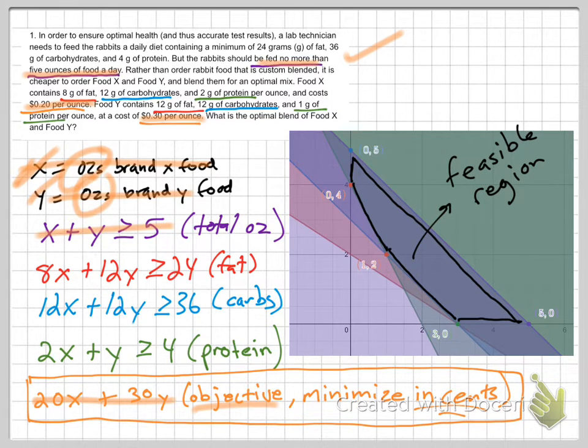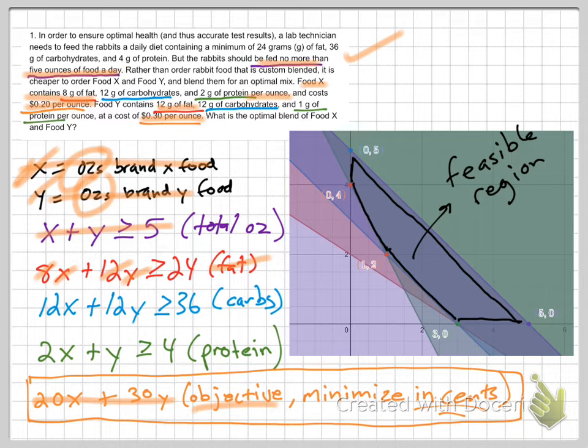Okay? And then the other equations you can kind of figure out from there, right? If food x is 8 grams of fat per ounce, then 8 times the ounces of x will tell us the fat. 12 times the ounces of y will tell us the fat in that one. And we have an inequality for grams of fat.